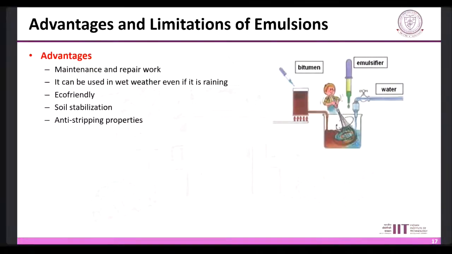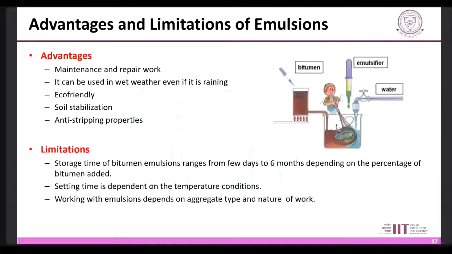It is eco-friendly because it does not require any temperature for processing, mixing or laying. It can also be used for soil stabilization. It also has anti-stripping properties that eradicate the effect of moisture on the flexible pavement. There are several disadvantages also, like the storage time of bitumen emulsion ranges from a few days to 6 months, depending on the percentage of bitumen added.